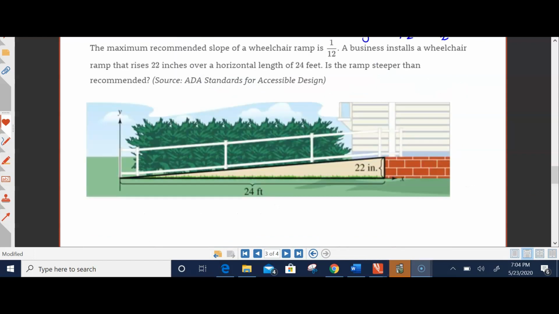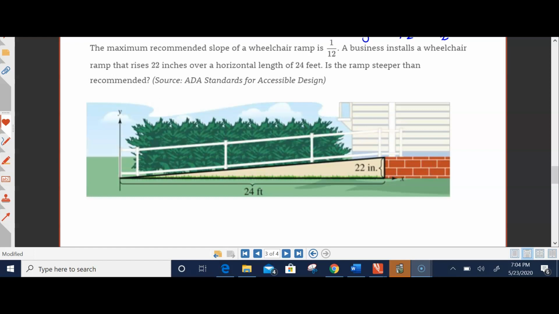Let's look at an application of slope. So let's read this. The maximum recommended slope of a wheelchair ramp is 1 divided by 12. So there's my slope, rise over run. A business installs a wheelchair ramp that rises 22 inches over a horizontal length of 24 feet. The question is, is the ramp steeper than recommended?